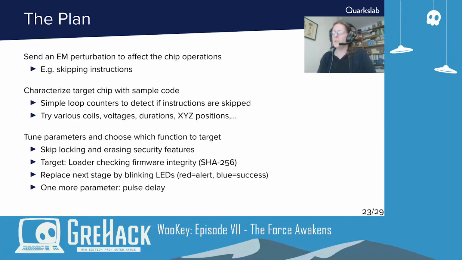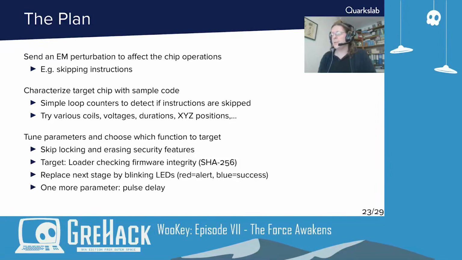First, a characterization of the target processor by using an open sample, where you can run some sample code to observe easily if a fault is injected or not. Typically, we put a loop counter, so we can inject at any moment, and if we see that the result of the counter is wrong, we know we managed to inject the fault.